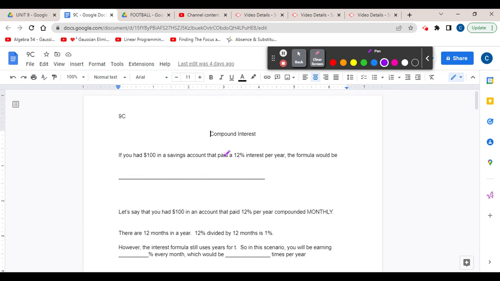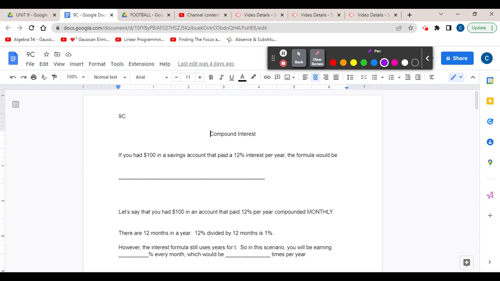All right. On the 9C notes, we're going to talk about something called compound interest right now. It's going to sort of be an application of our exponential functions. I'm going to try to simplify this down a little bit and talk about it more practically before we actually do the formula, because I think the formula can be kind of hard to digest if we don't know what we're doing here.